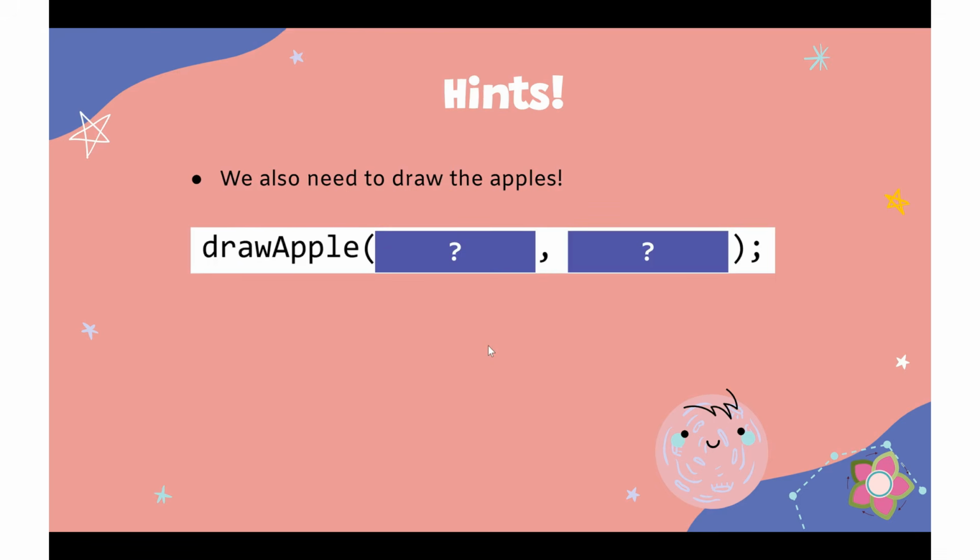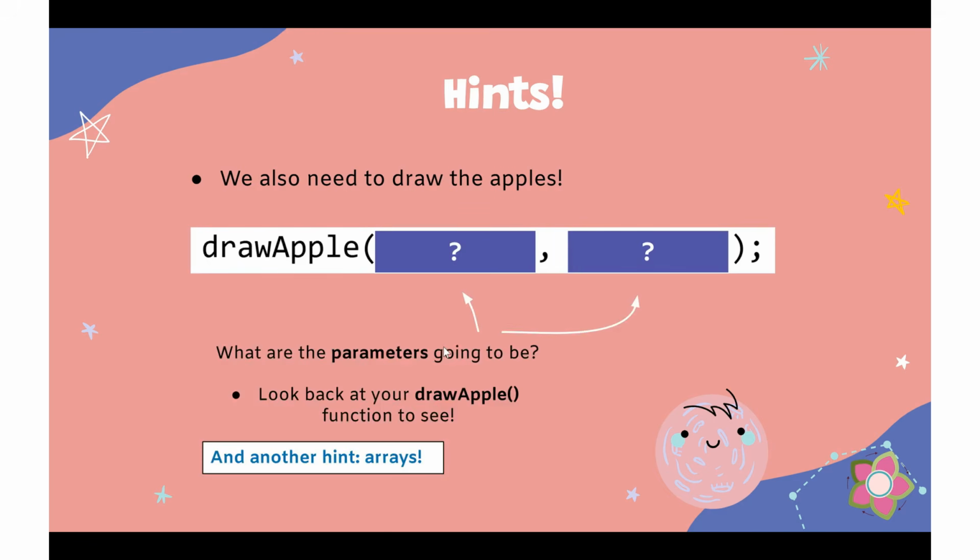All right, we also need to now draw the apple, and this is where parameters come in. We need two parameters, but what are they actually going to be? You can look back at your draw apple function to see what we need. And we have another hint, we need arrays. So you can pause the video and write this line inside of your for loop.